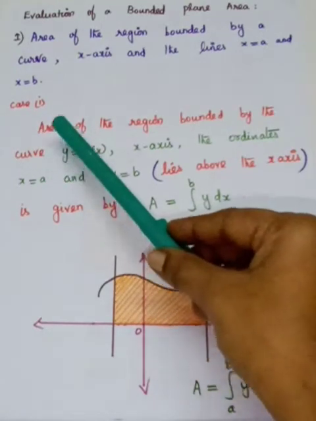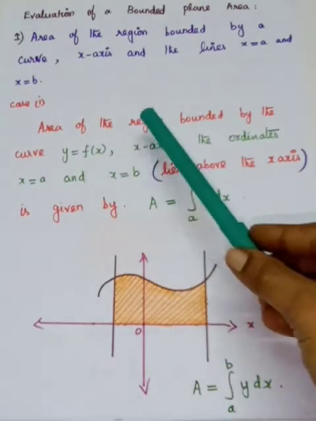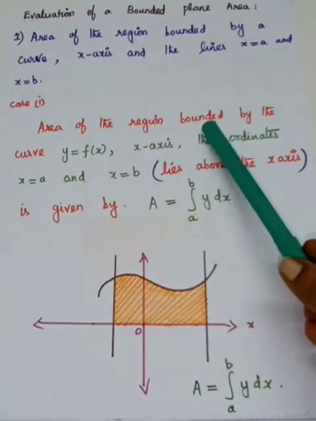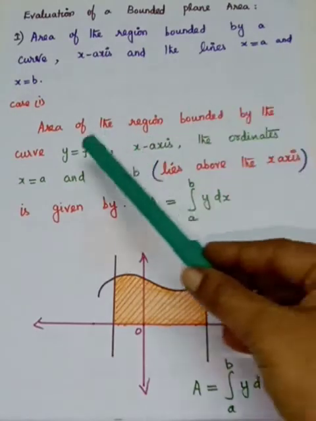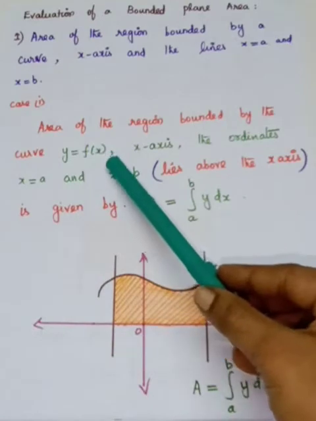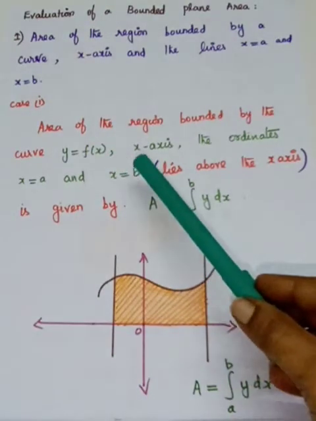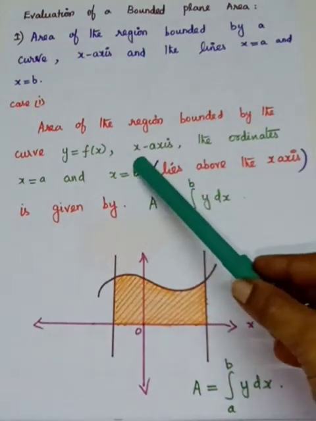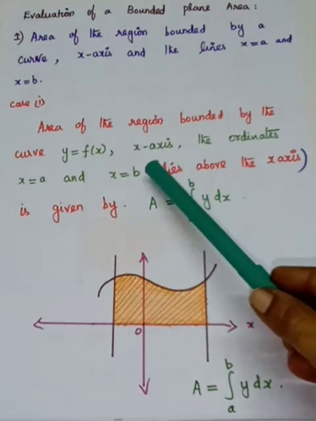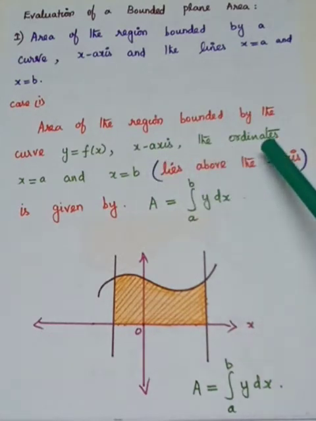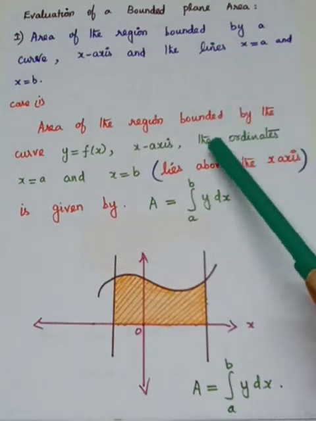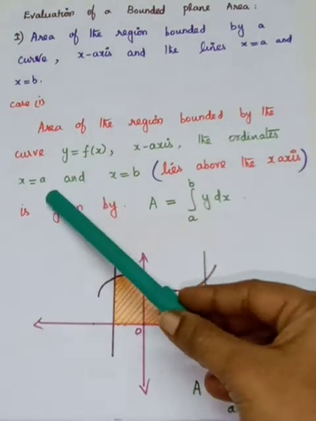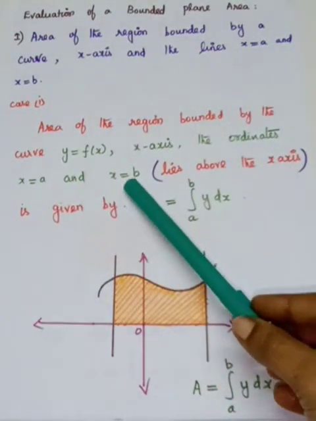So the area of that region, it is bounded. Okay, how is it bounded? Bounded by the curve y is equal to f of x. Bounded by one curve. The second one, the x-axis, one axis, and the ordinates, otherwise the lines, the ordinates, x is equal to a and x is equal to b.